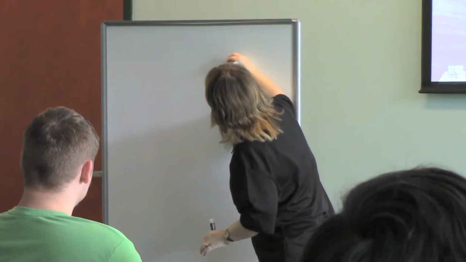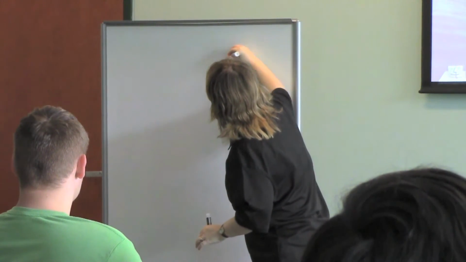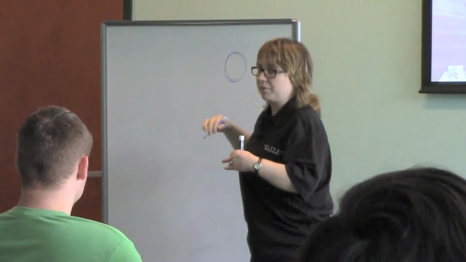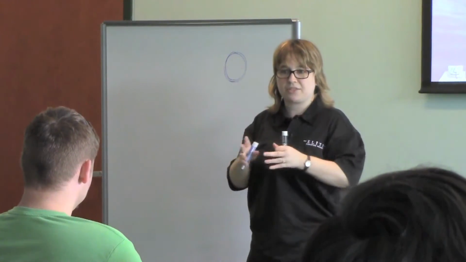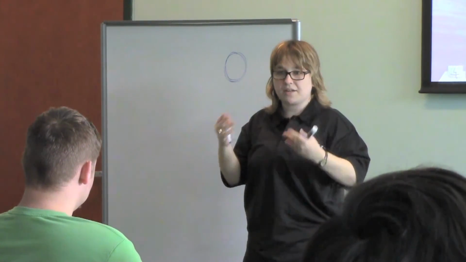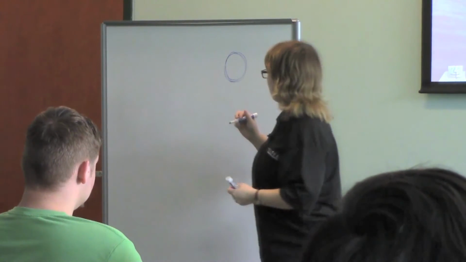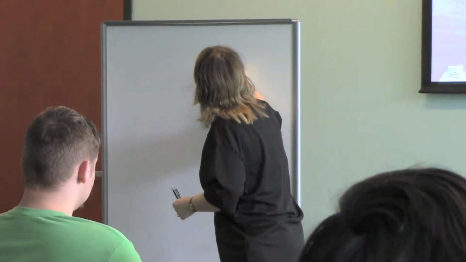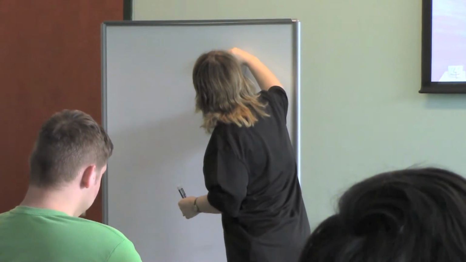So we're going to start off with very simple shapes. Because typically when we draw a character, we like to start with very simple, basic shapes so that we can build on them and then get more detailed. So we'll start with the head.